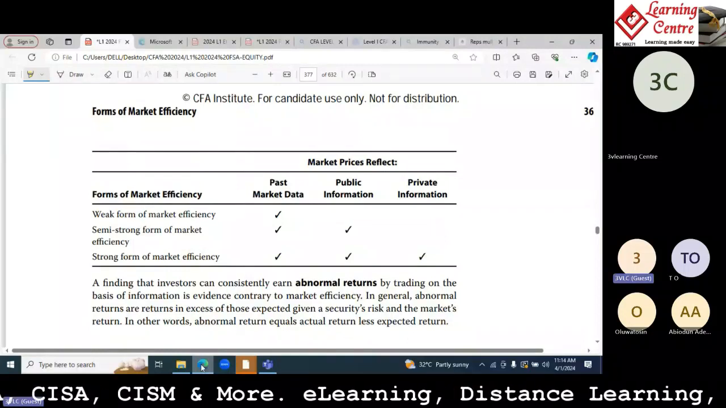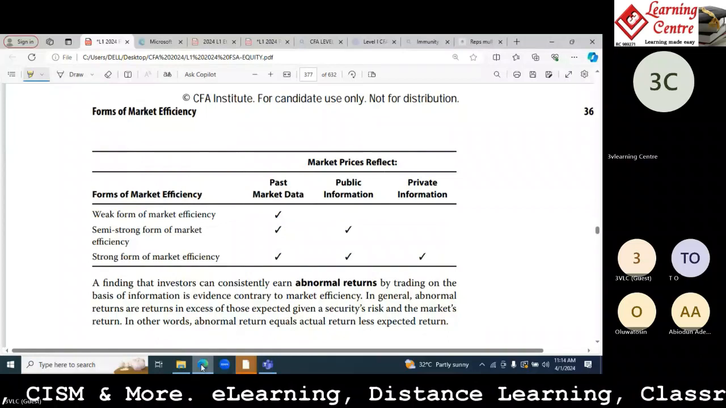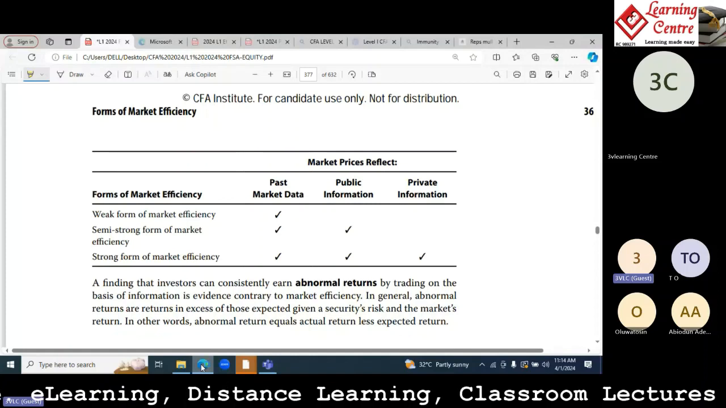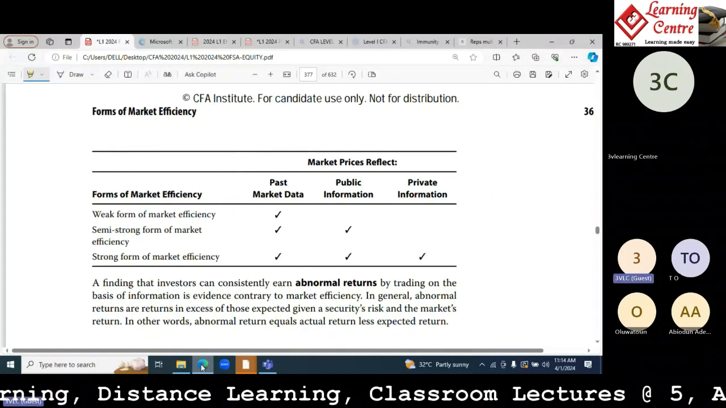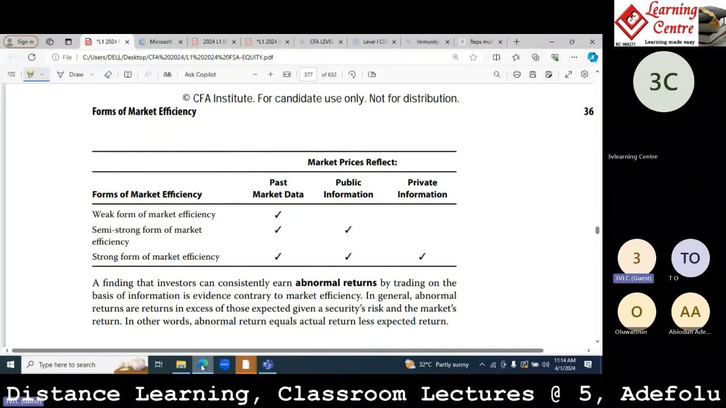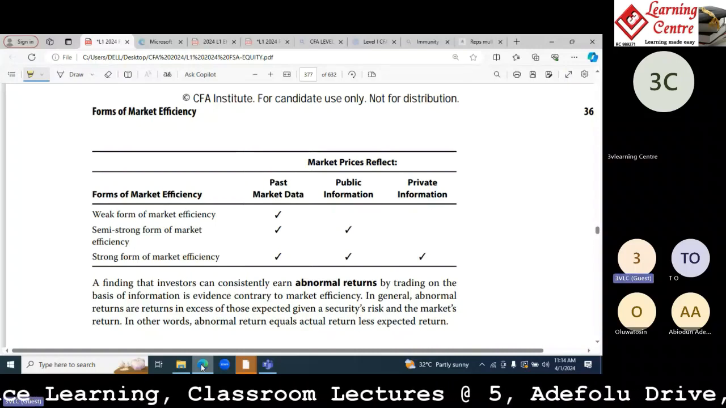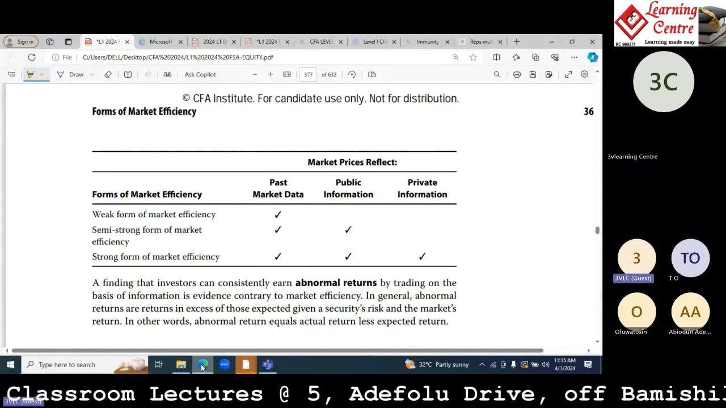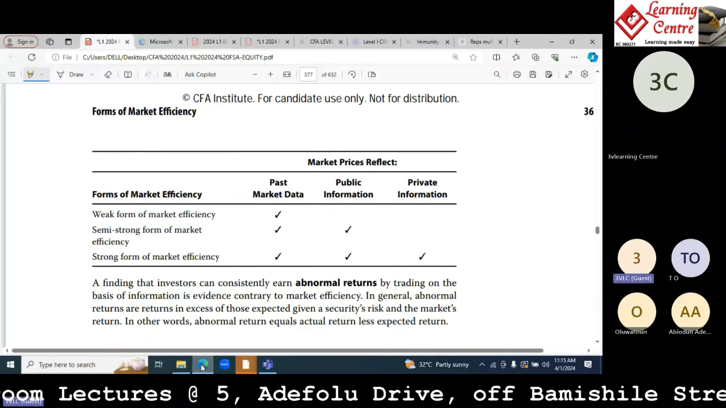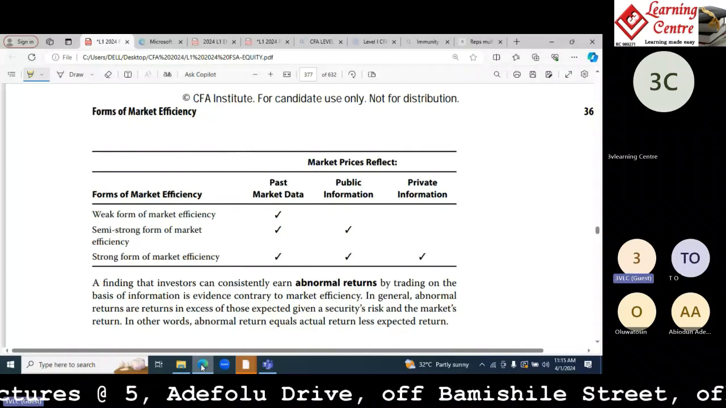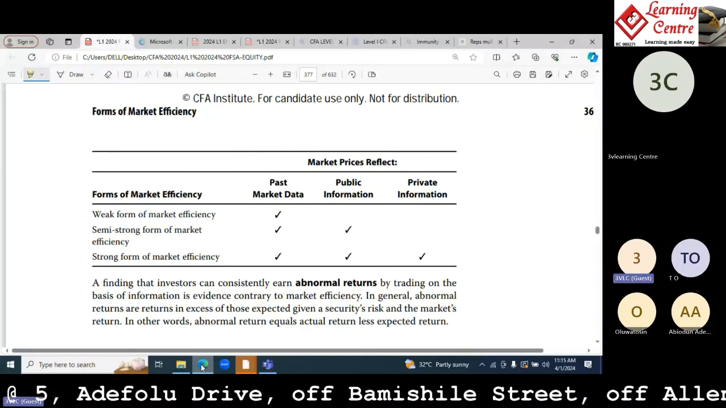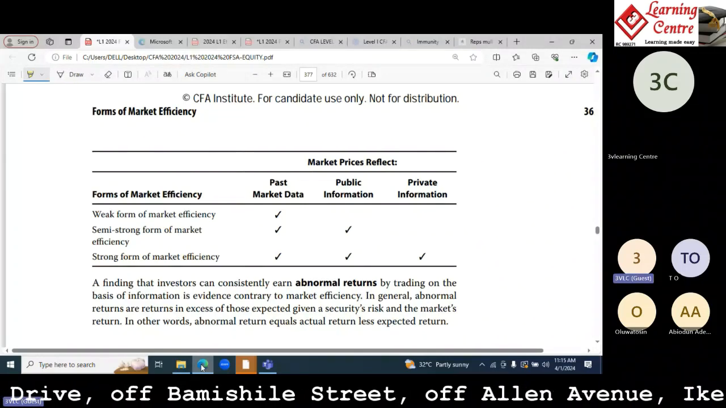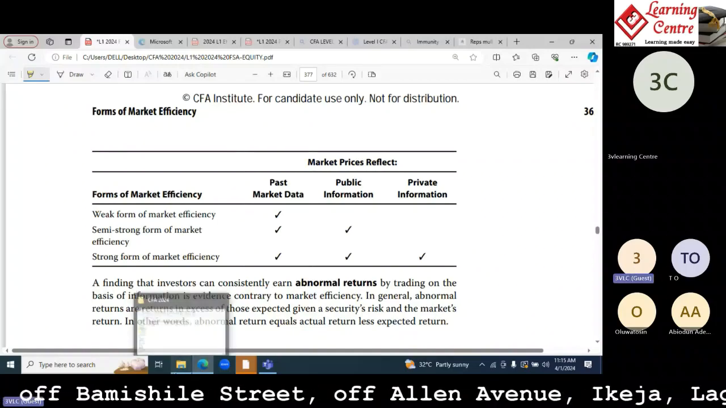So technically, what we are saying here is, if a market is in a weak form, for you to make money, you can use fundamental analysis and insider trading. But you can't make use of technical analysis. In a semi-strong form, you can make use of insider information, but you can't make use of fundamental analysis and technical analysis. While in a strong form, you cannot make use of anything because the market is super efficient. Everything is reflected in the market. Okay. Any questions?